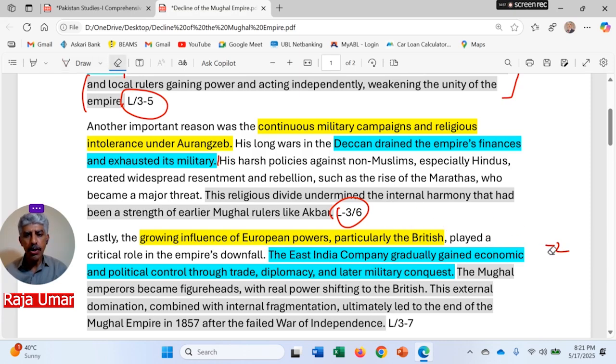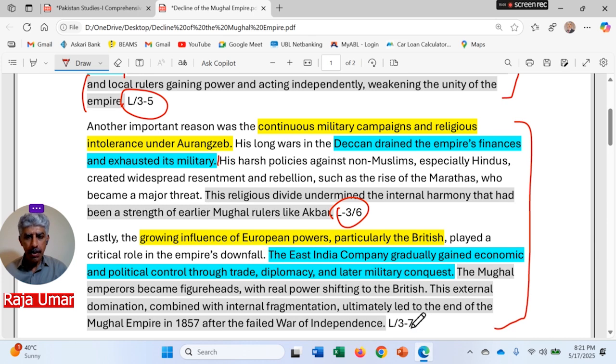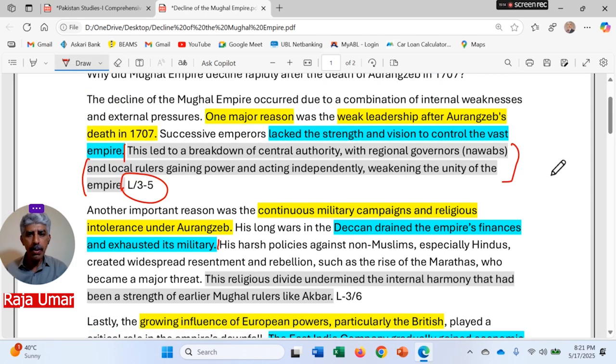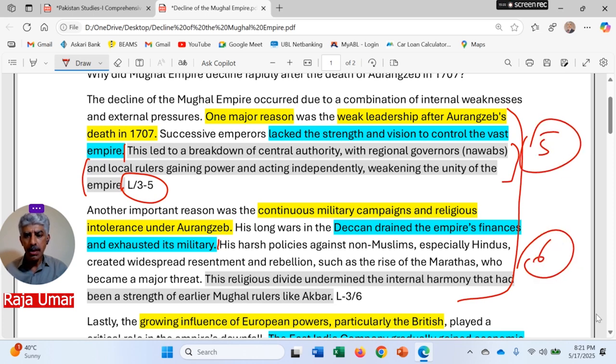The second reason was related to the continuous military campaigns and religious intolerance of Aurangzeb. So if the student is able to write these two paragraphs, the paragraph is this one. This one is the fifth mark, this one is the sixth mark.